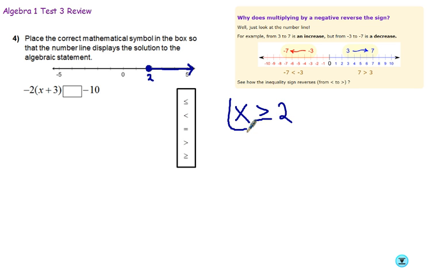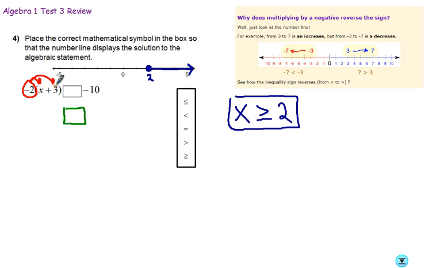So they're telling us what the answer is, and what they're not telling us is how the question even started off. Because the answer is a greater than, does that mean it started off as a greater than? Well, we're not exactly sure, so let's just go through and solve it. I'm just going to put a little box there, and we're going to come back and figure out what the symbol should be. So let's just solve it, right?